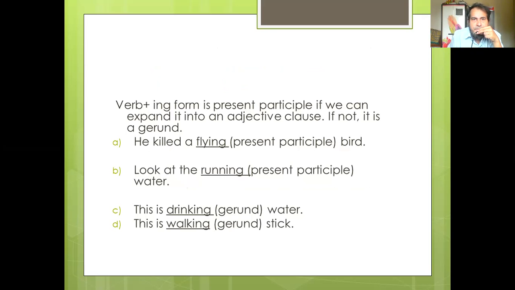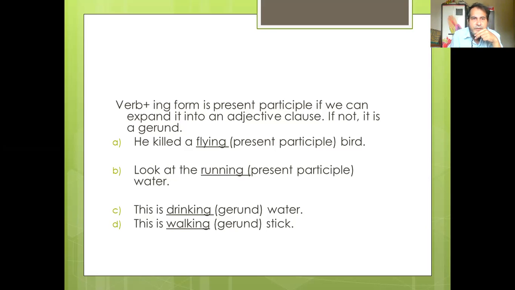More examples here. You see, he killed a flying bird. He killed a bird. How was the bird? The bird was flying. That means here is a present participle. That flying shows the condition of the bird. How was the bird? It was in a flying mood. So flying is here present participle, obviously.